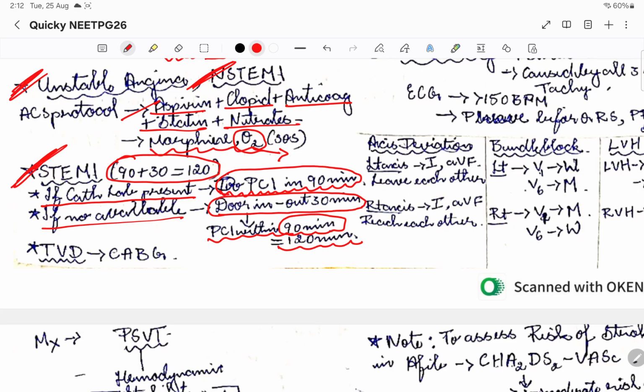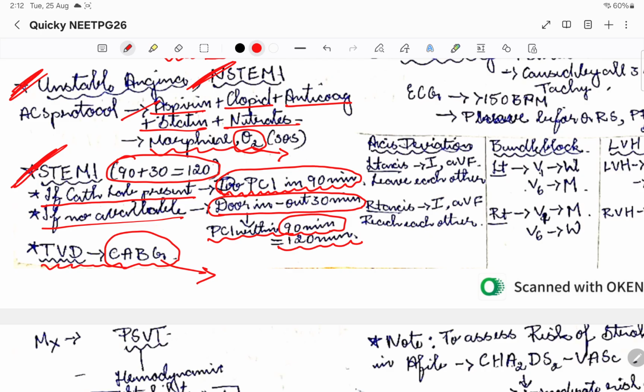Then for triple vessel diseases, we are going to go for CABG. In the cath lab we'll be doing the angiogram and we'll be stenting them. So stenting will be placed for temporary management, whereas in triple vessel diseases we might have to go for CABG, right? So the bypass graft.